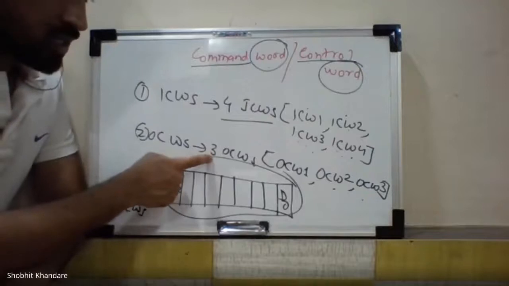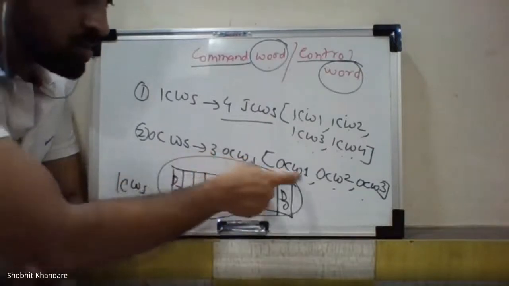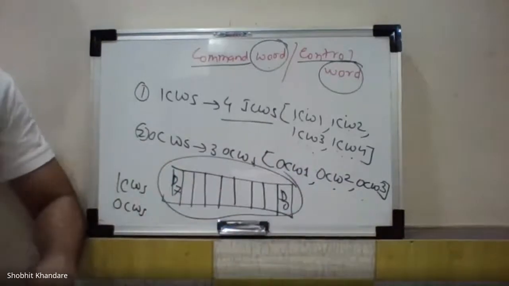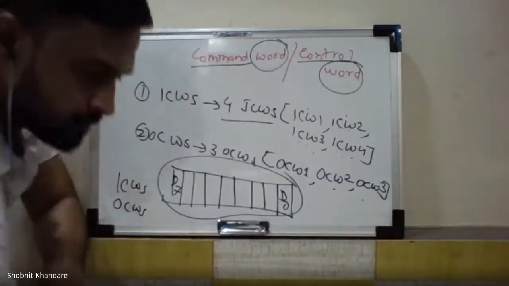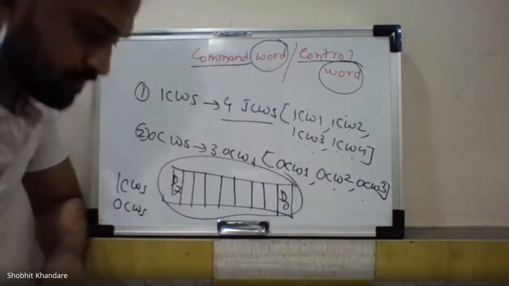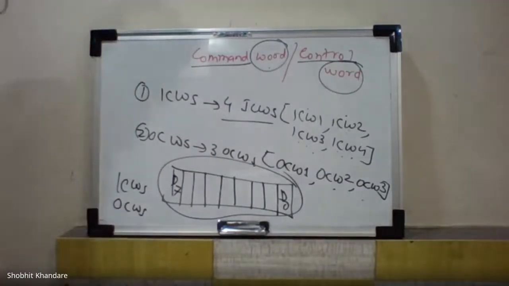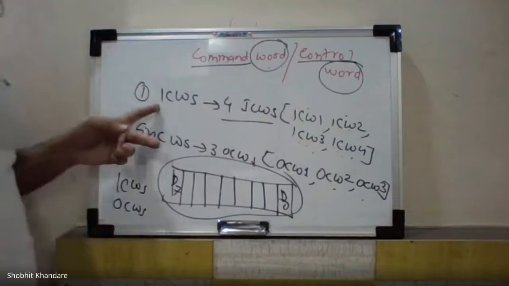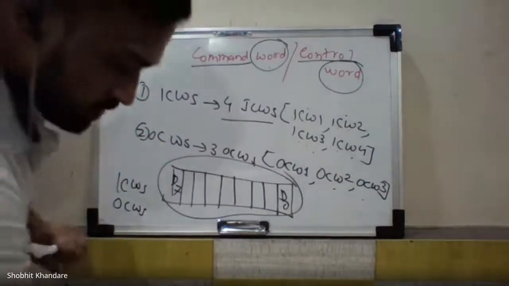So write on, there are 3 OCWs: OCW1, OCW2, OCW3. Okay. Now we'll start with the ICW1.